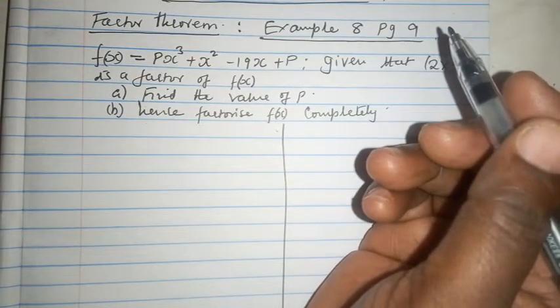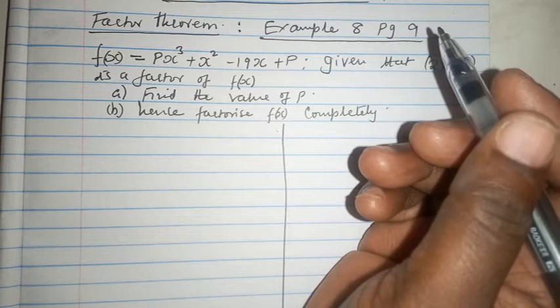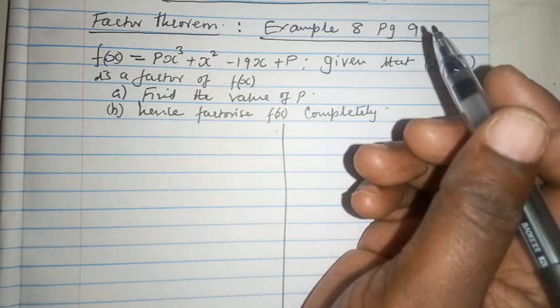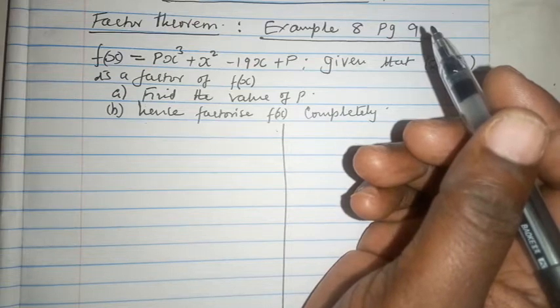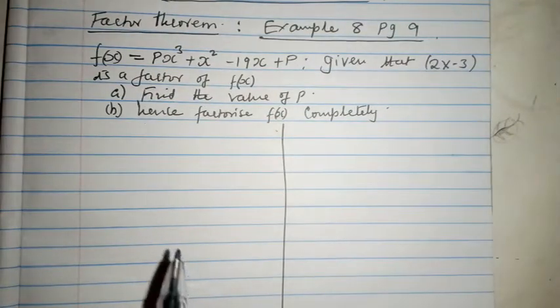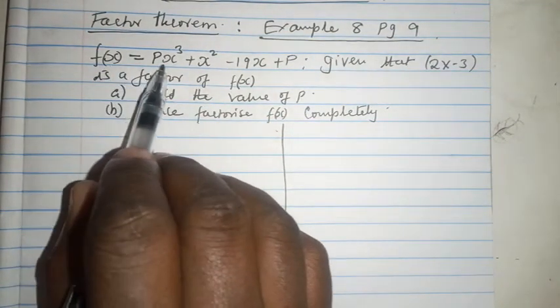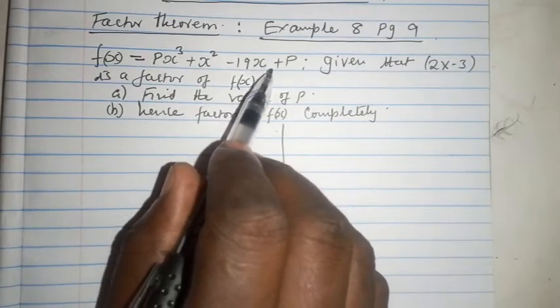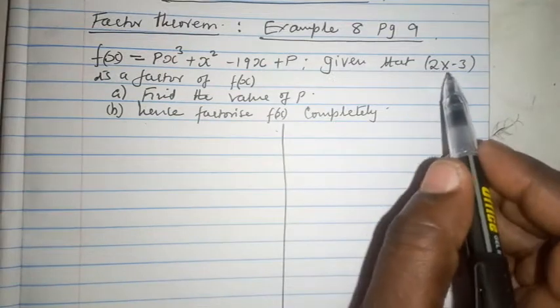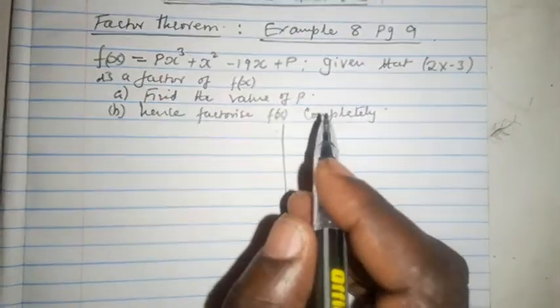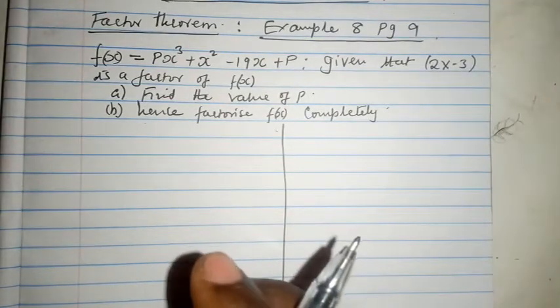Today I want us to look at Pure Mathematics 2, page 9, and understand example 8, which says under the factor theorem subtopic: f(x) is px cubed plus x squared minus 19x plus p. Given that 2x minus 3 is a factor of f(x), find the value of p.